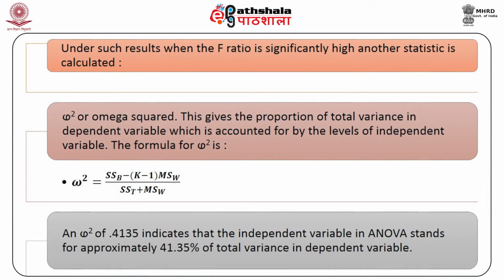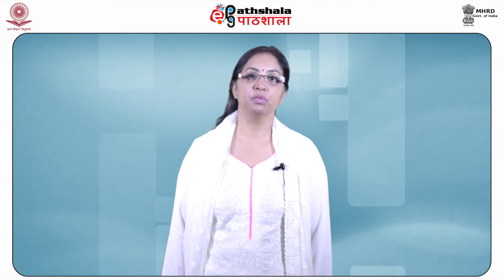A measure of the strength of association between the independent variable and the dependent variable in ANOVA is omega squared. It indicates the proportion of total variance in the dependent variable that is accounted for by the levels of the independent variable. An omega squared of 0.4135 means that the independent variable in ANOVA accounts for approximately 41.35% of the total variance in the dependent variable. Of course, we will take up numericals and we will see how this is found.